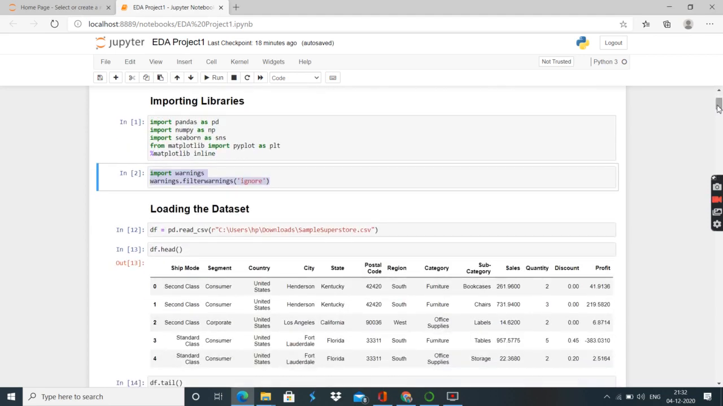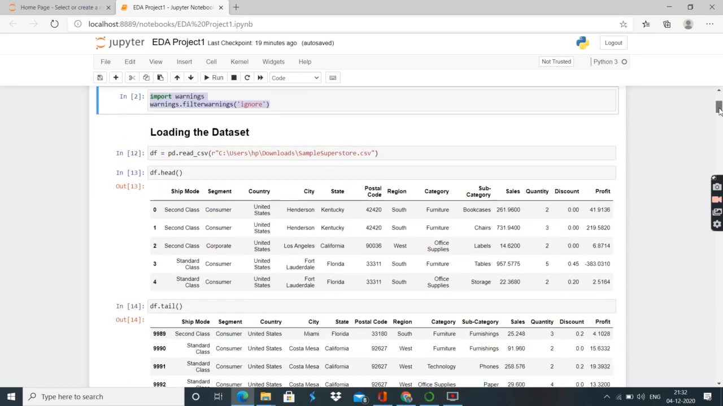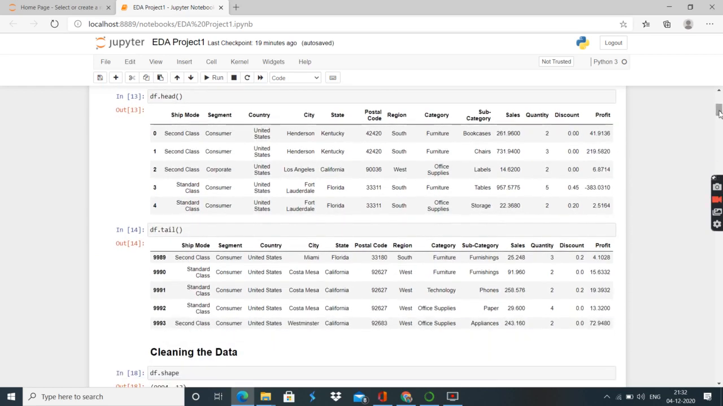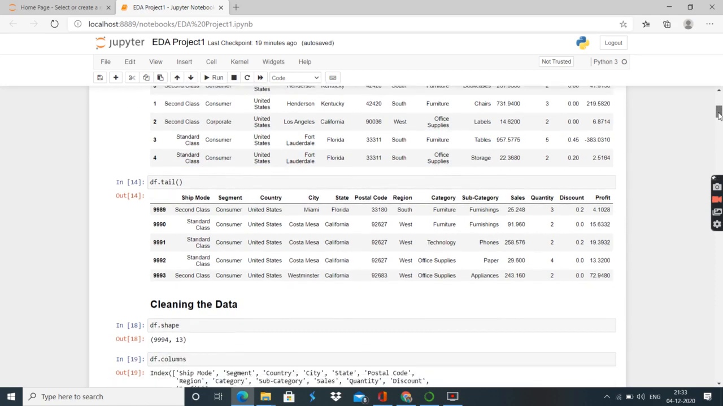As the first step, I have imported the libraries which I'll be using in Python. I've imported pandas, numpy, seaborn, and matplotlib in that order. Next, I've loaded the data set. And again, I have used the head function and the tail function in order to display the first 5 entries and the last 5 entries, which gives me an idea of the columns involved in my data set and the number of entries.